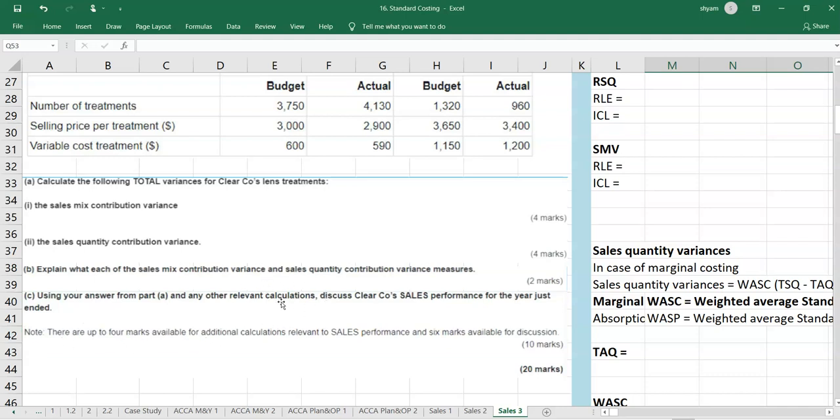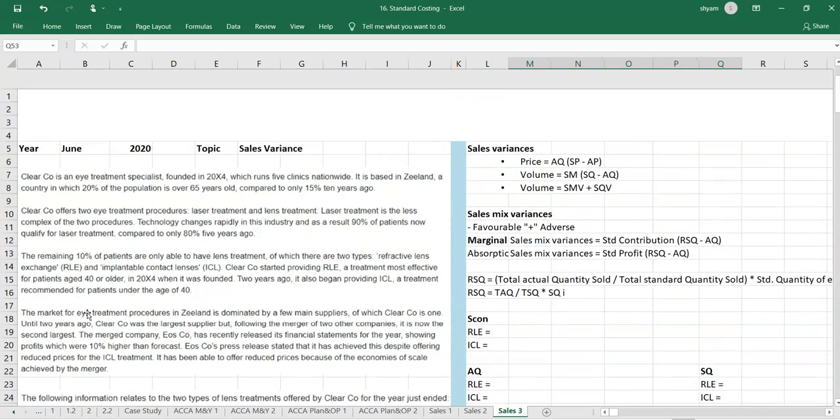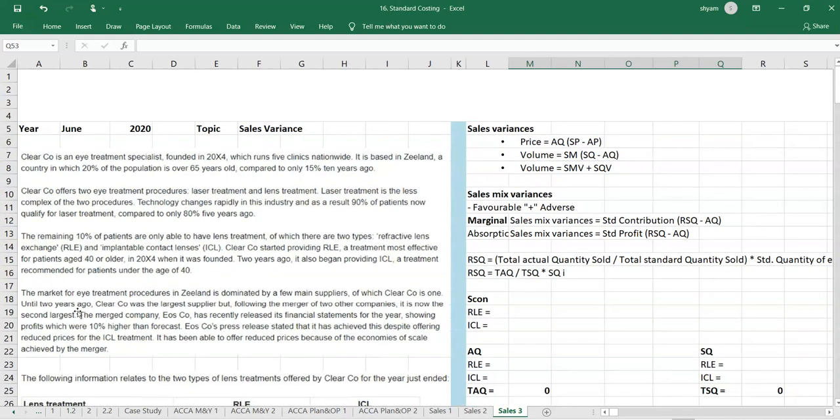For this additional calculation, 4 marks are reserved for calculations relevant to sales performance and 6 marks for discussion. So out of this 10, 4 is for additional calculation of some numbers, and the balance 6 marks are reserved for discussion. First we'll start from these two variances and then we'll move on to the discussion part. So first we'll start from the question here.